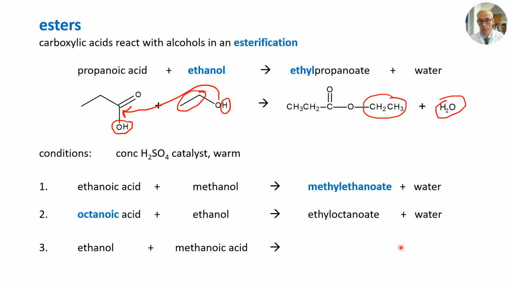So ethanol and methanoic acid. So ethyl derives from the alcohol and methanoate derives from the acid, methanoic acid. So ethyl methanoate and water.